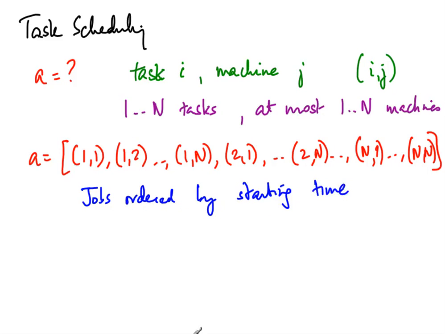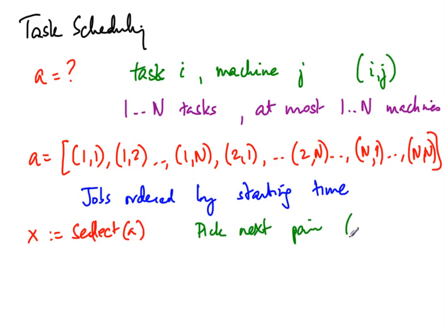So jobs are ordered by starting time, and therefore the select is easy. You just pick the next pair i j from the list, because we already ensured that the order is good. And now a pair is feasible, so I can add this pair.